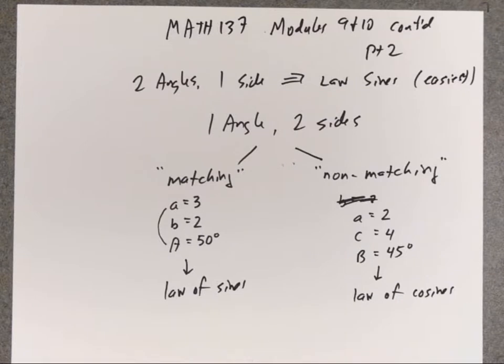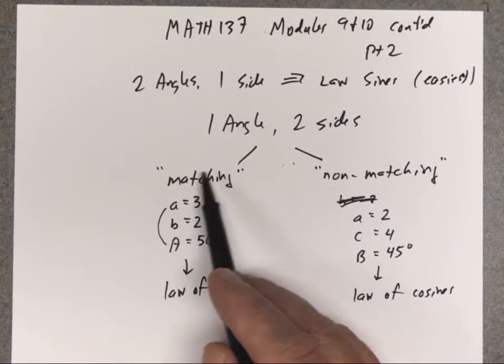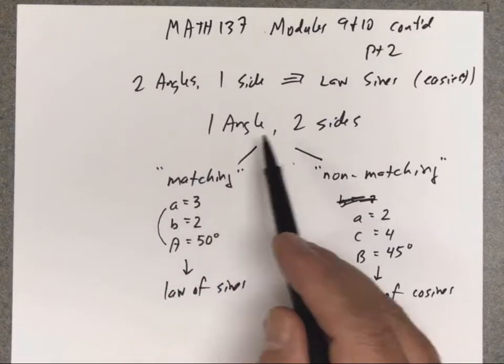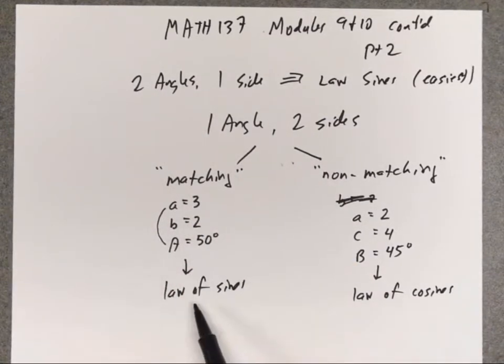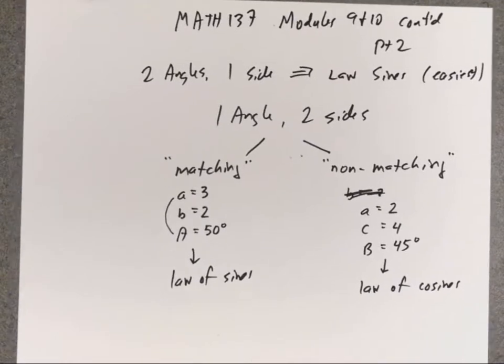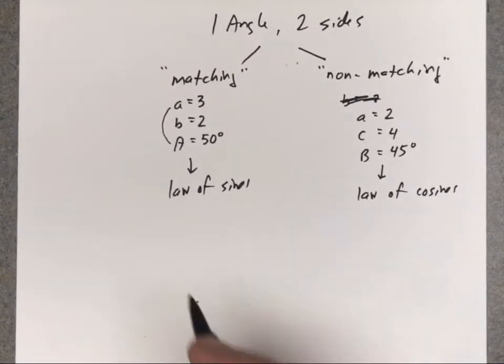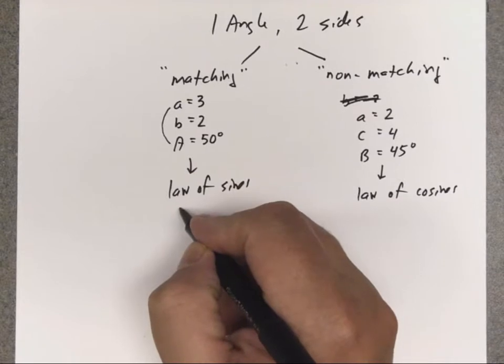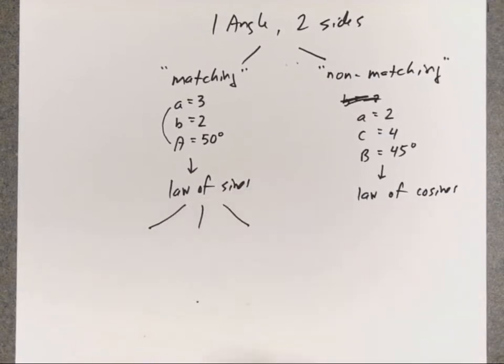Of course, anything you do in math, if you sort of know the rules before you do it, then you don't have to spend your time trying something that's not going to work. So this is not that hard to remember. One angle, two sides, the matching, law of sines, non-matching, law of cosines. Let's do the matching part. Now this can be a little tricky because, as it turns out, when they give you the information, there are three things that can happen.